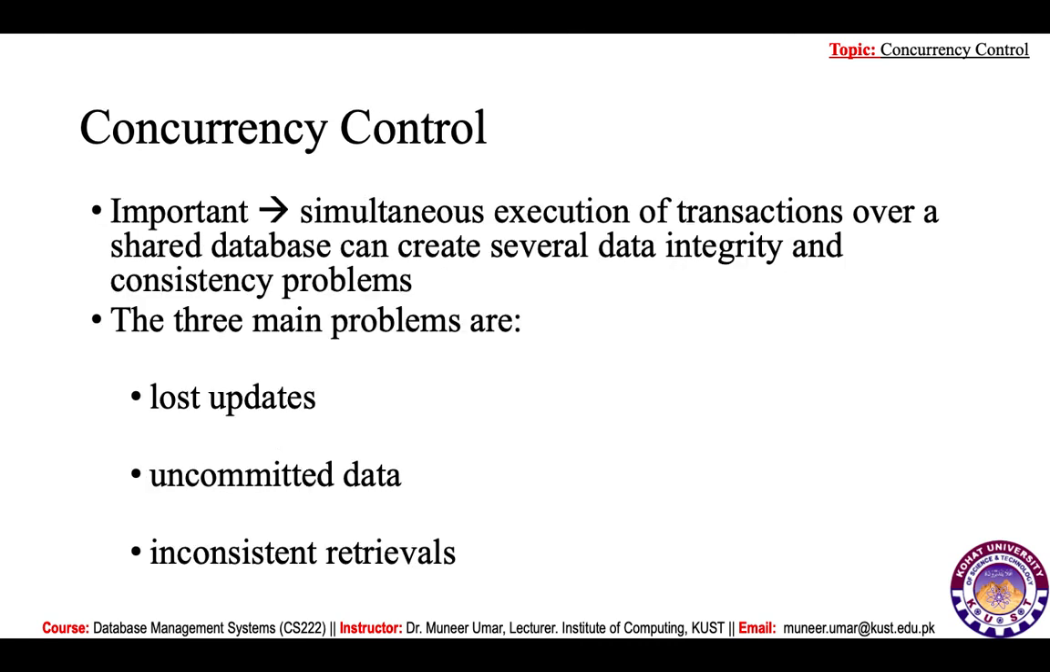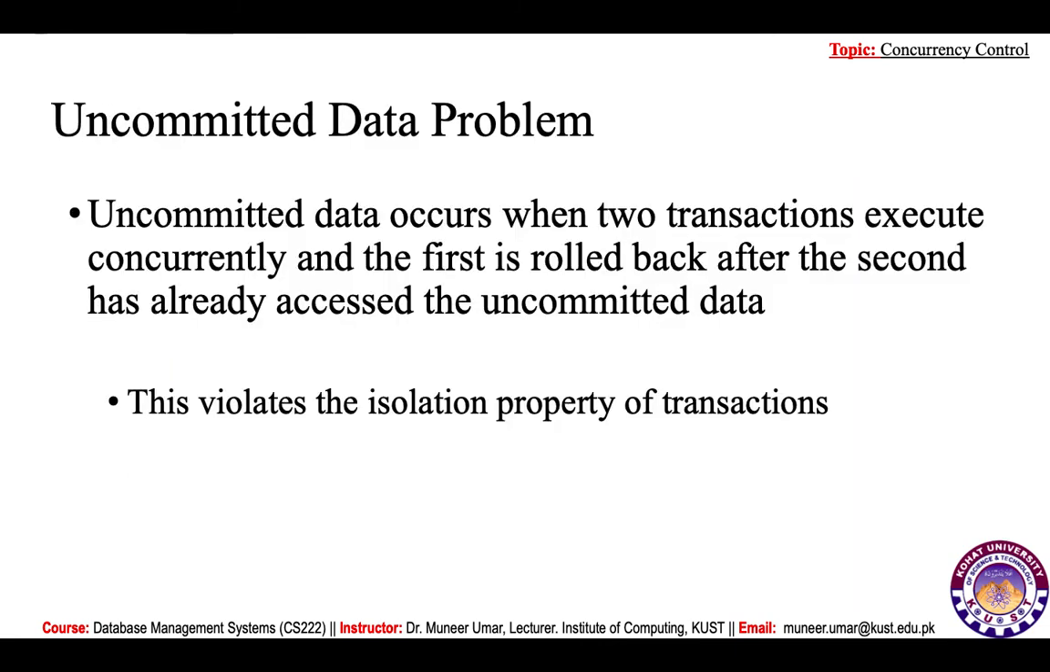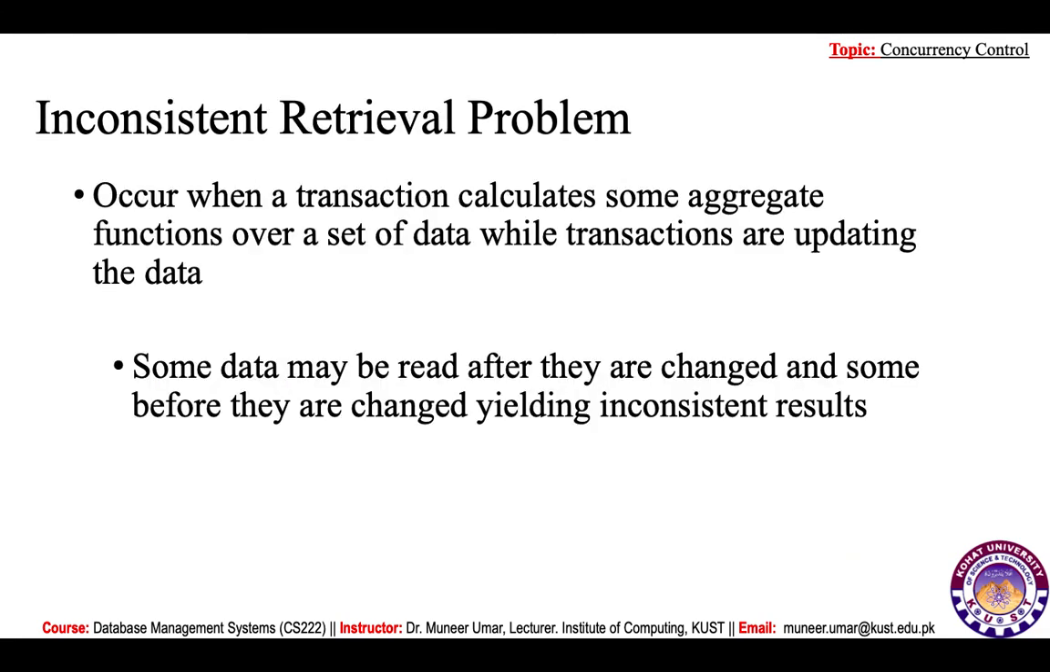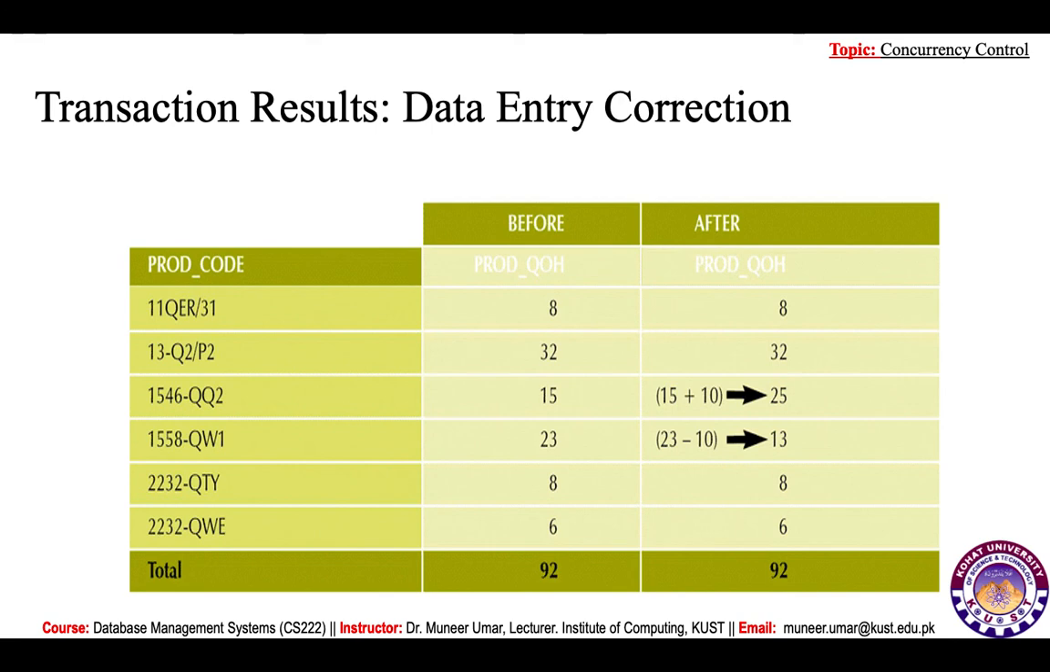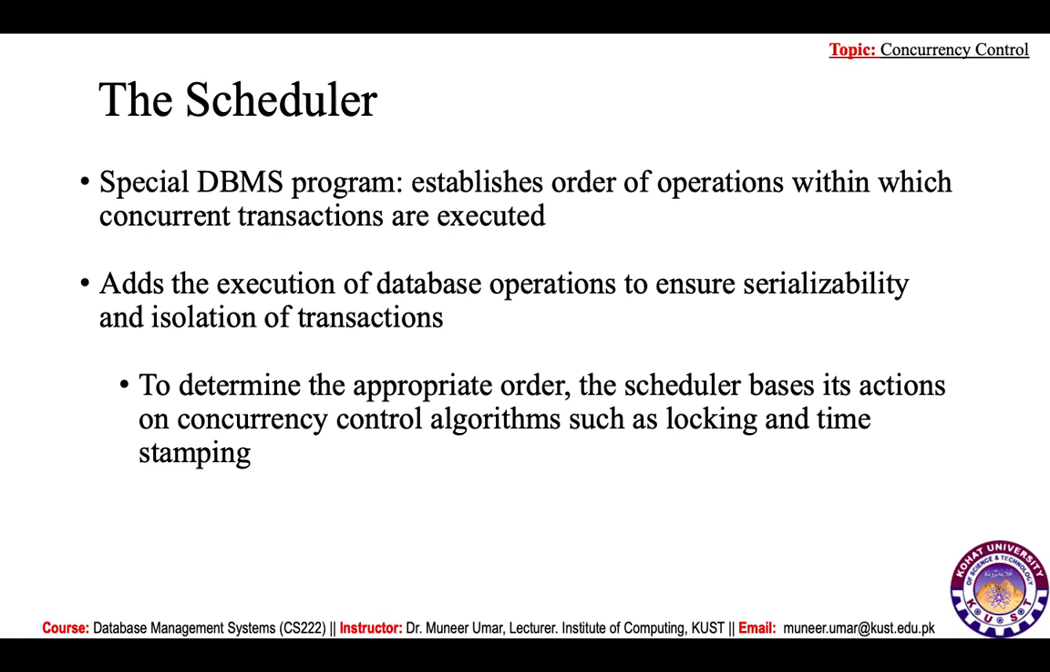So in concurrency control, we checked the main issues due to concurrent transactions in this lecture. These are the lost updates, uncommitted data, and inconsistent retrievals. We studied these three problems, and we also checked some examples for these three problems due to concurrent transactions. In the next video lecture we will start with the scheduler, which is a solution for these issues due to concurrent transactions, and this scheduler comes under concurrency control.